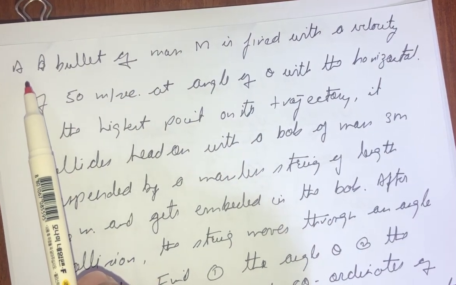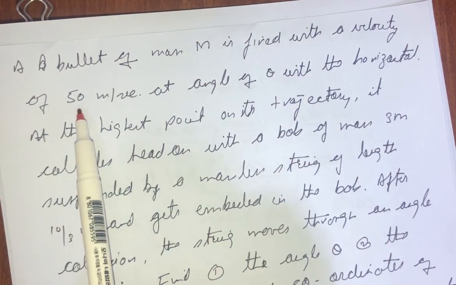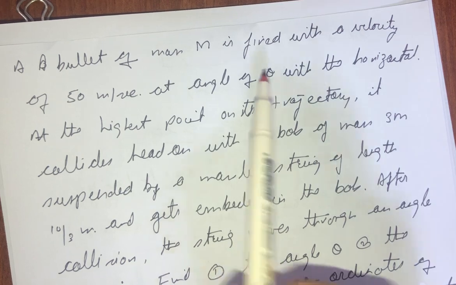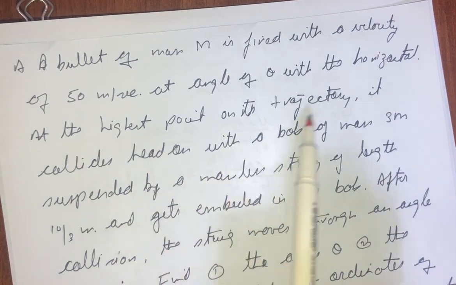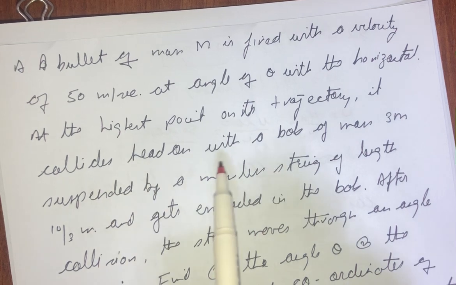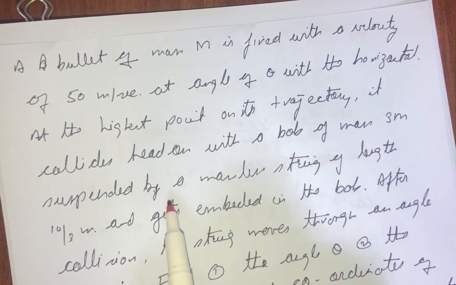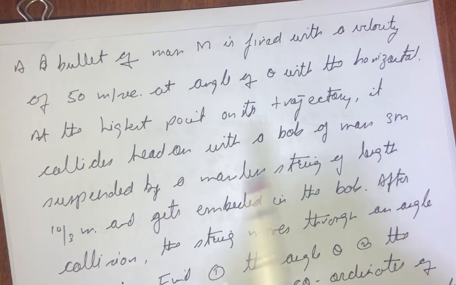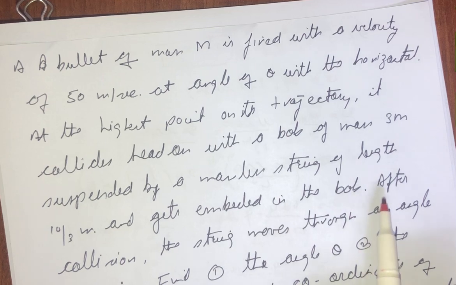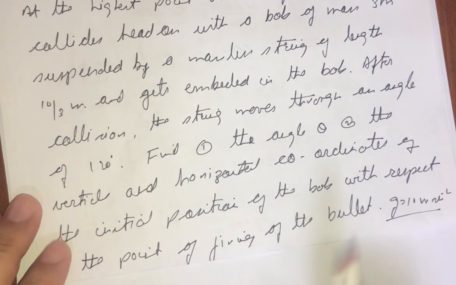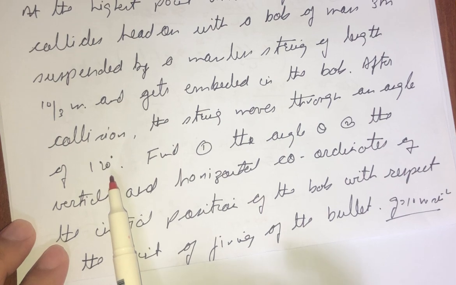This question states a bullet of mass capital M is fired with a velocity of 50 meters per second at an angle of theta with the horizontal. At the highest point on its trajectory, it collides head-on with a bob of mass 3m suspended by a massless string of length 10 by 3 meter and gets embedded in the bob. After collision, the string moves through an angle of 120 degree.